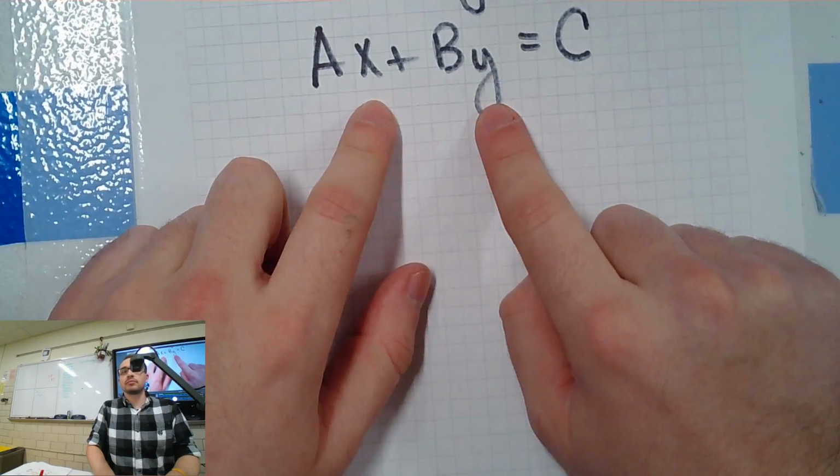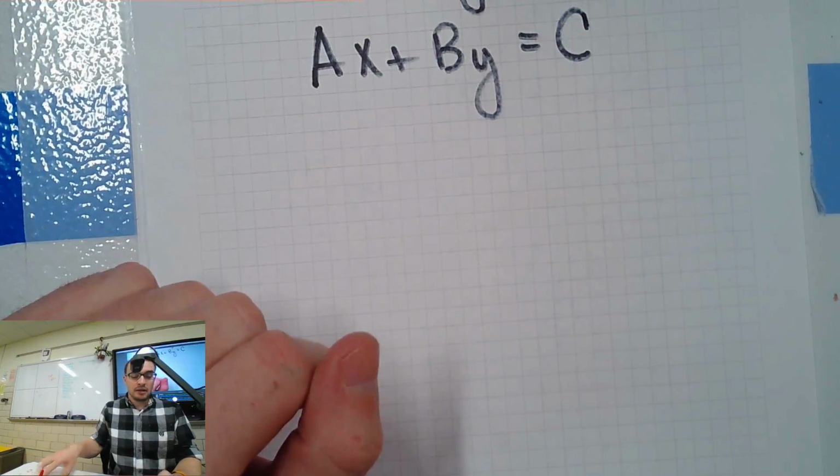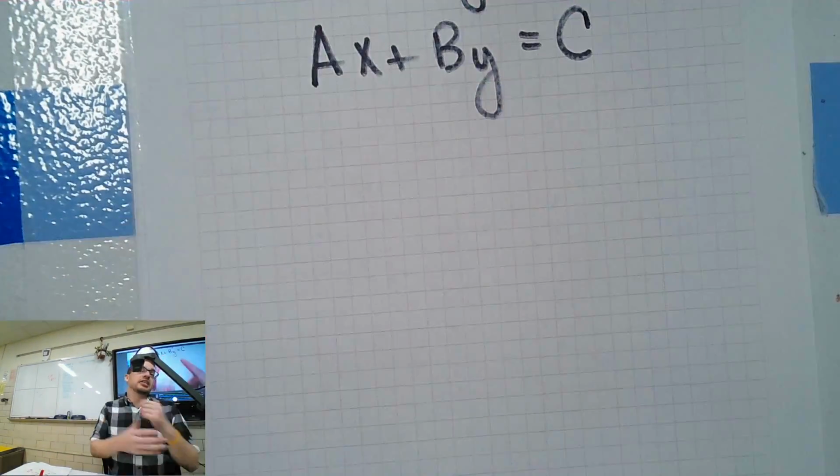We call it standard form because it just looks nice. It's not the form we use the most. That's y equals mx plus b, right? We use that one a lot. This is standard form. Why is standard form useful?